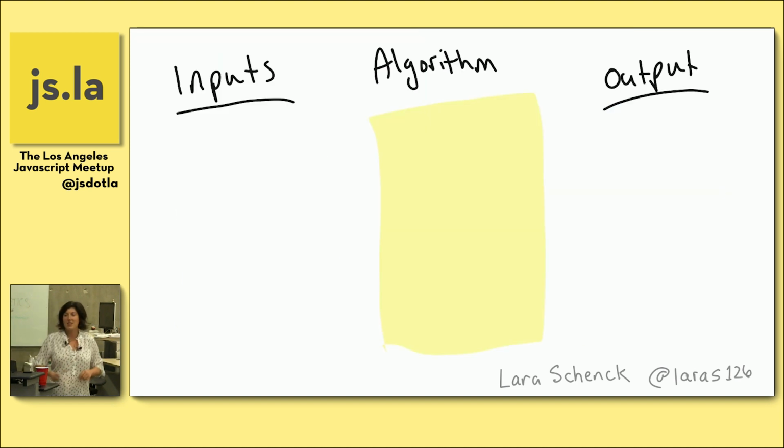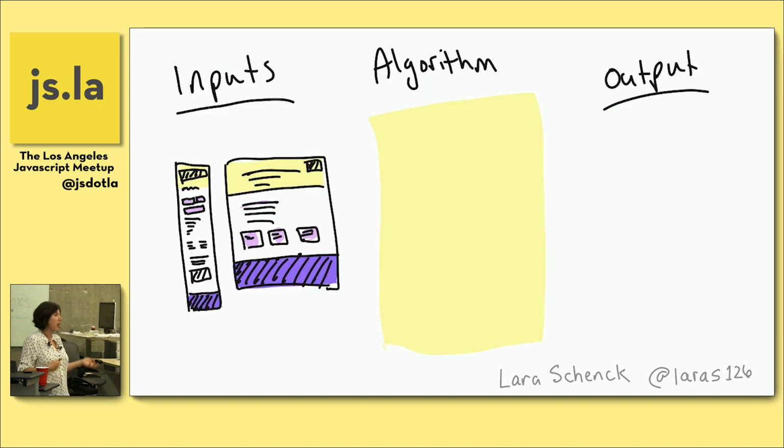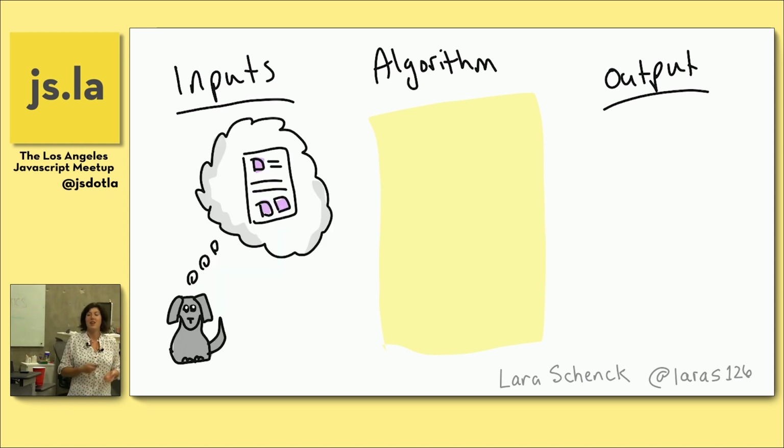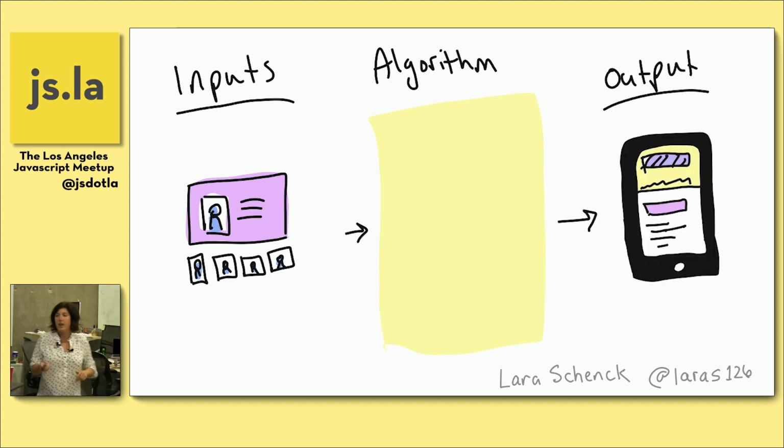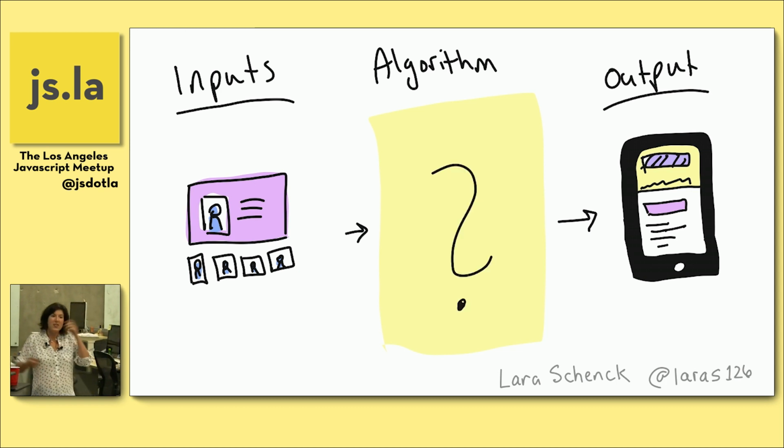So inputs. Inputs are your design. Are your designs mock-ups? Sure. Is it on a napkin? Maybe, that's cool. That's an input. Is it a little mock-up of a component? Also an input. And the output is going to be your rendered code, responsive on all device sizes. And what's the algorithm in there?